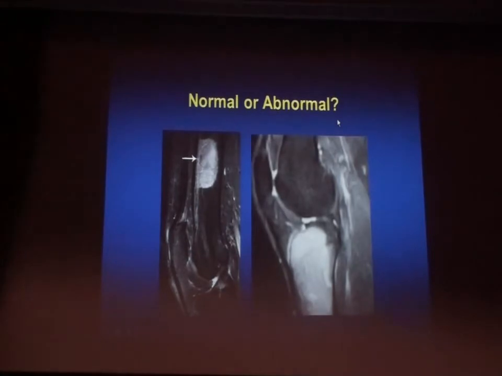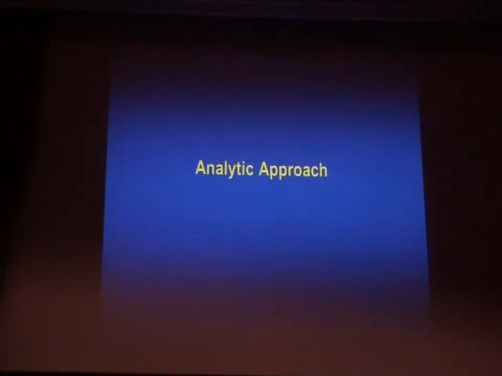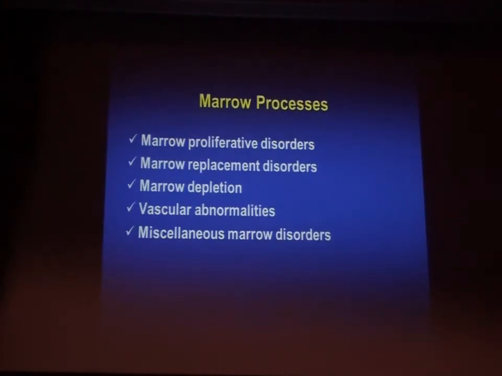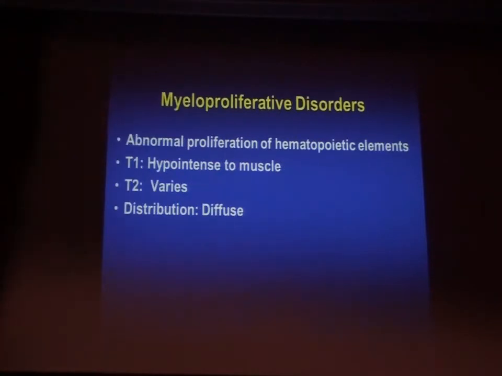So we bring ourselves back to the question, is this normal or abnormal, and how are we going to approach answering that question? For me, I think it's helpful to think about the various disease processes. What are the possibilities of what could be going on? The kinds of things that we think of are marrow proliferative disorders, marrow replacement disorders, marrow depletion, vascular abnormalities, and then the things that don't fit into any category, the miscellaneous marrow disorders.